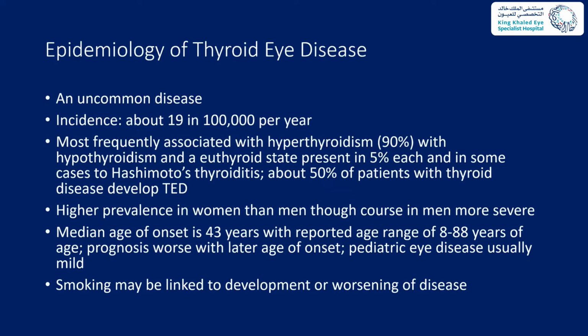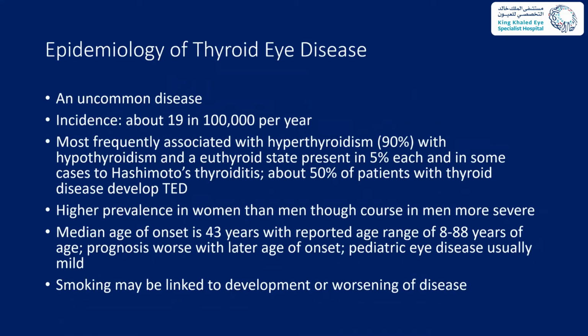With regards to the epidemiology of thyroid eye disease, and epidemiology is the study of the determination of the distribution and determinants of diseases, it's an uncommon disease with an incidence of about 19 in 100,000 per year. It's most frequently associated with hyperthyroidism in about 90% of cases, with hypothyroidism and a euthyroid state present in about 5% each. In some cases related to Hashimoto's thyroiditis. About 50% of patients with thyroid disease will actually develop thyroid eye disease.